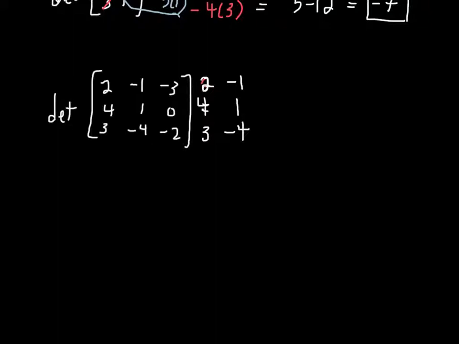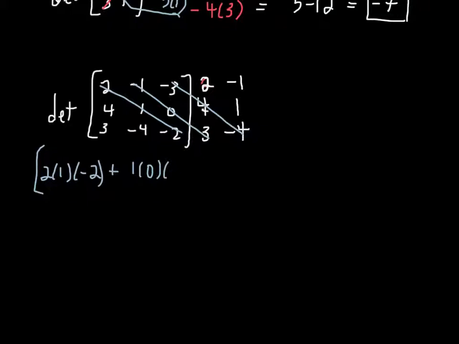So we have our blue diagonals. We have 3 of those: 1, 2, 3. And these will be the multiplication of these 3. So we have 2 times 1 times negative 2, plus the next 3, which is 1 times 0 times 3, plus negative 3 times 4 times negative 4. This whole thing, and then we subtract the red diagonals.